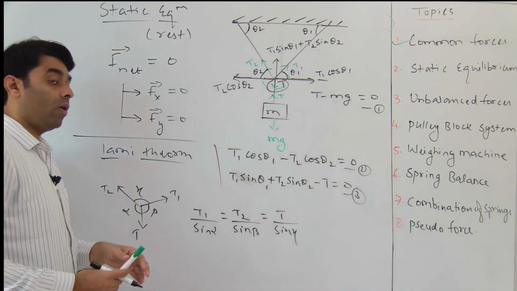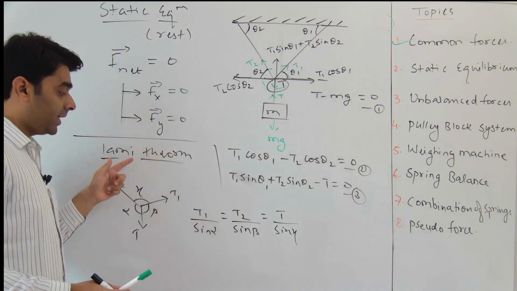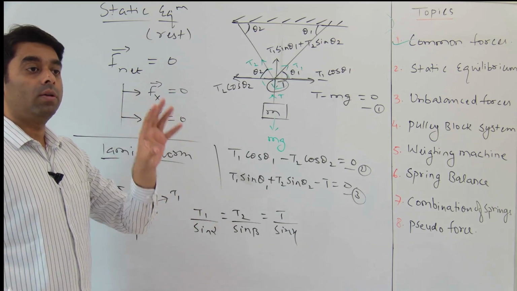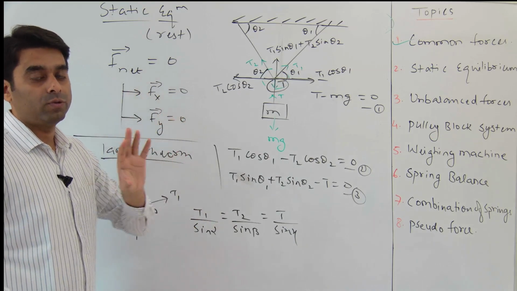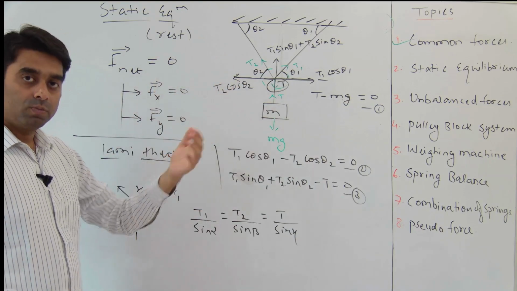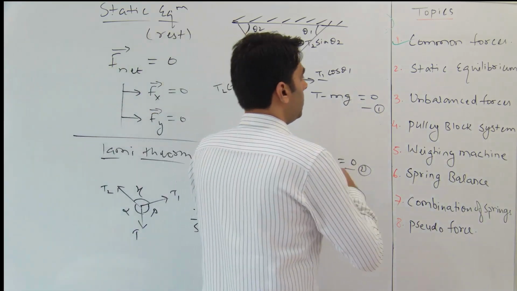That is, the ratio of force to the sine of the opposite angle will be constant. Using Lami's theorem, we can solve whenever three balanced forces are involved, right? So this is all about static equilibrium. Let us move ahead and take a look at unbalanced forces.